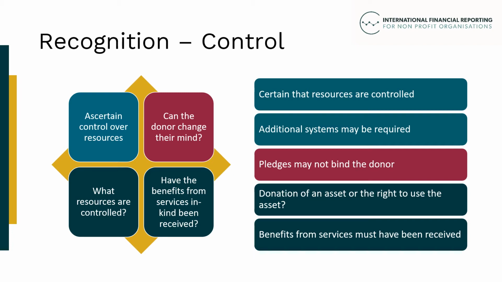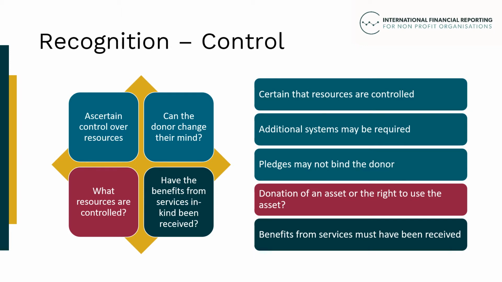In some cases, NPOs will need to determine which resource they control. For example, a donor may provide a vehicle to be used by the NPO for a specific project and then return to the donor. The NPO will need to determine whether the resource it controls is the vehicle, in which case it would have received a gift in kind, or whether it has received a right to use the vehicle without controlling the vehicle, a service in kind. This could affect the accounting for the revenue from the donation.